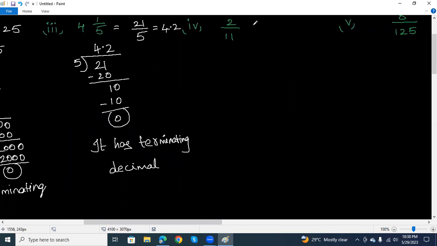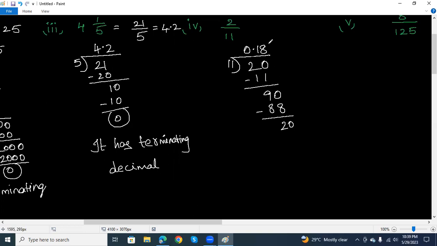Next, here 2 by 11. We need to divide it. Take the 11 as the divisor. Since 2 is a small number, 11 goes into it 0 times. Put 1.20. 11 ones are 11. So what is the remainder? 9.